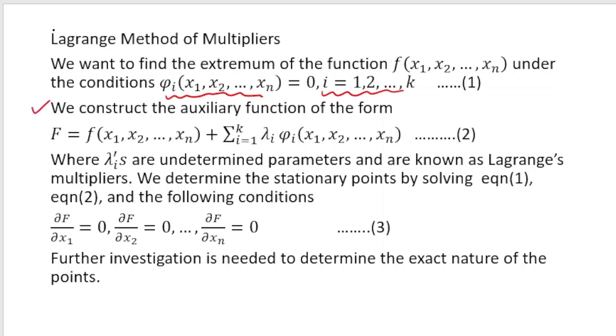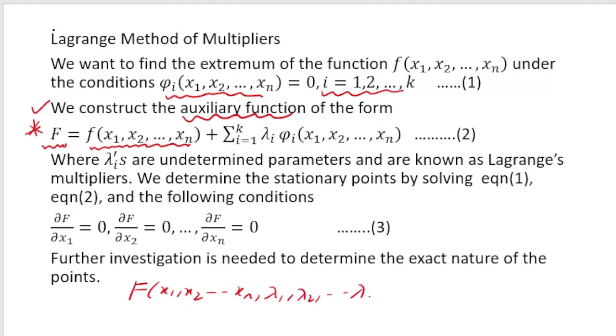So what is the first thing we do? We first construct the auxiliary function, and you need to understand this step very carefully because sometimes they ask questions based on this. So we are writing an auxiliary function F, and this auxiliary function is F of x1, x2, ..., xn. Along with that it is going to have different multipliers, that is lambda 1, lambda 2, up to lambda k.